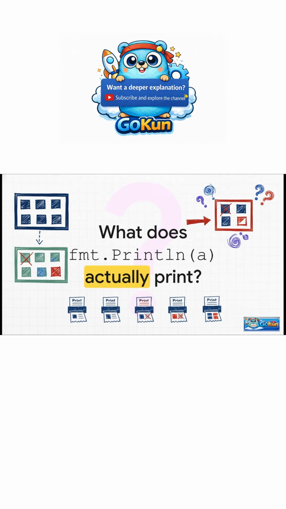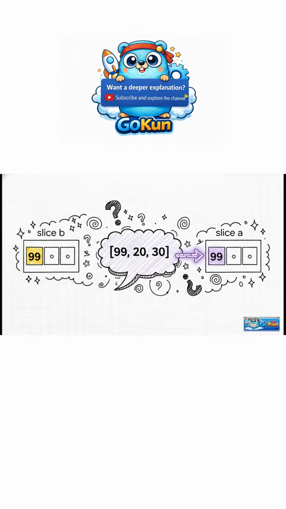What do you think gets printed out when we look at the original slice A? I mean, common sense says it should be totally unchanged, right? We only touched B. But this is Go, and it's got a little surprise waiting for us. And there it is. The output is 99, 20, 30. Whoa. The change we made to slice B has somehow bled over and changed slice A.